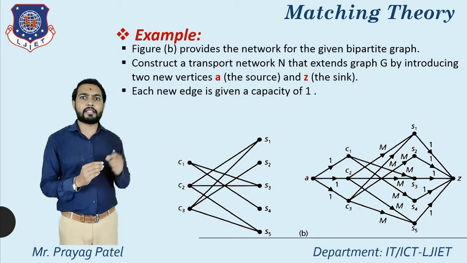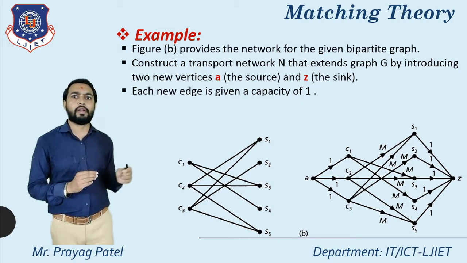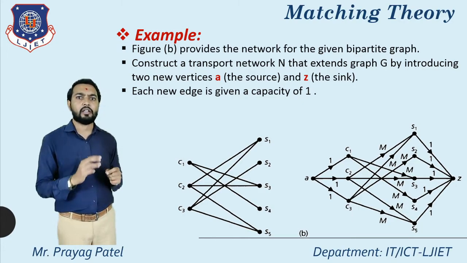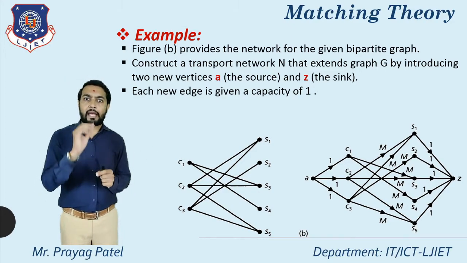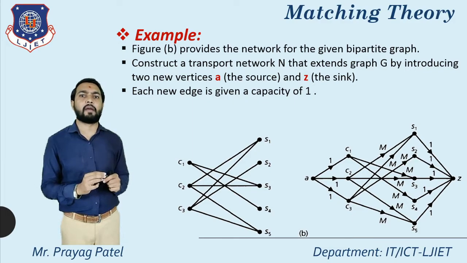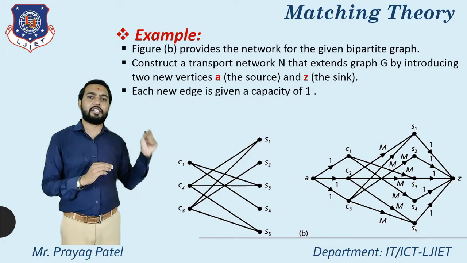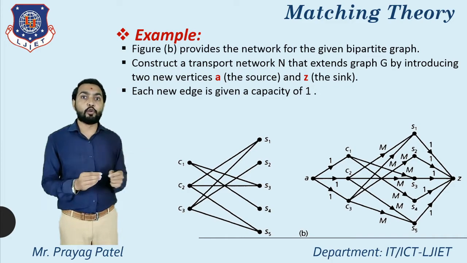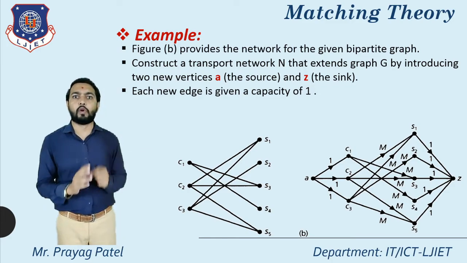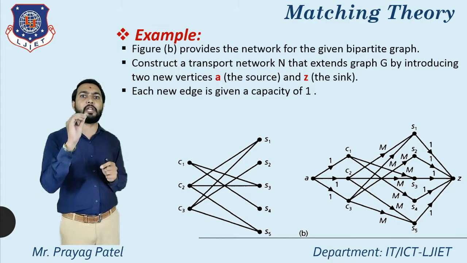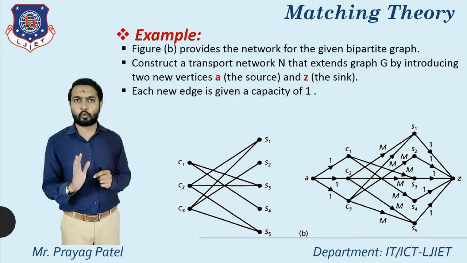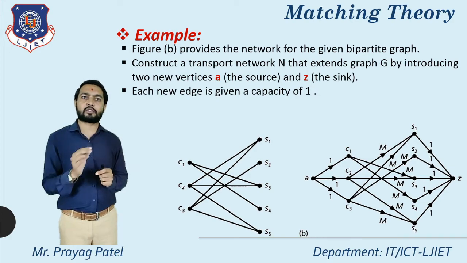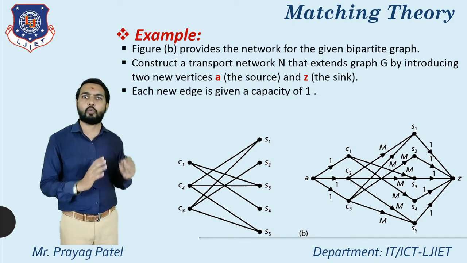Now, each new edge is given capacity equal to 1. That means C1, C2 and C3 are connected with the source A. And S1, S2, S3, S4 and S5, all the 5 are connected with the Z. And all the new edges have weight equal to 1. That means the capacity of the new edges A to C1, A to C2, A to C3 equal to 1. Same way S1Z, S2Z up to S5Z equal to 1.